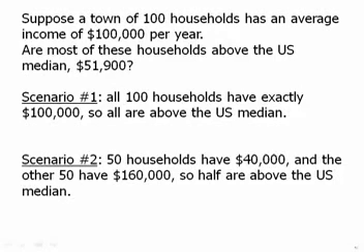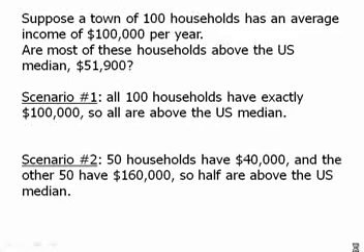Scenario number two. 50 households have $40,000, which is below the median for the United States, and the other 50 have $160,000. So 50 of them are doing very well, and then the other 50 are really kind of struggling. So you get this split. About half the town is struggling and half the town is doing well. That's a very different story.